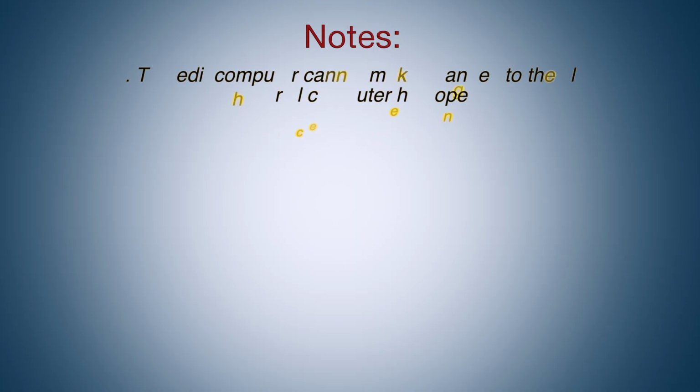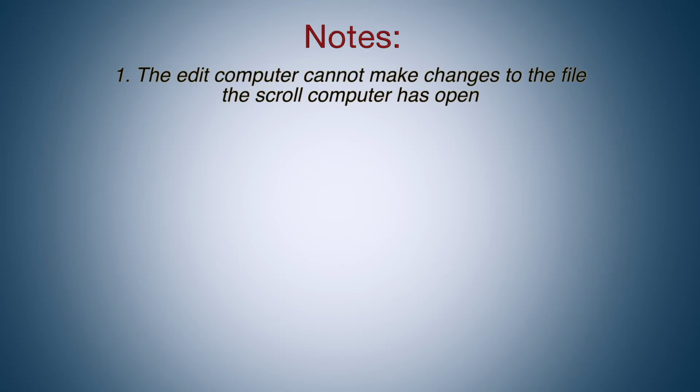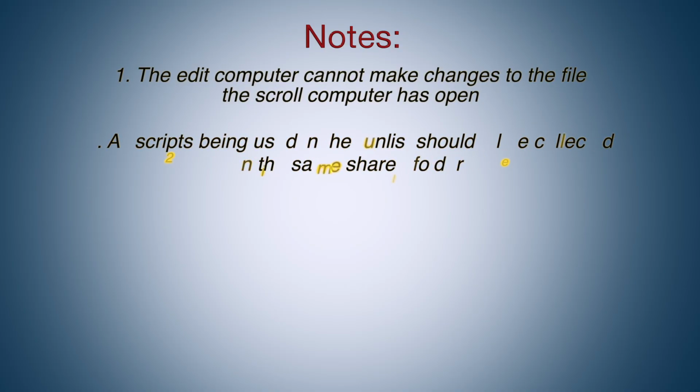So a few parting notes on this whole setup. The first thing to remember is that the edit computer cannot make changes to the file that the scroll computer has open. It can make a change, however, that would mean the scroll computer would not be able to see that change until it closes the file and then reopens the file. Second, all scripts being used in the run list should be collected in the same shared folder. This is for organizational purposes, so any script that you're using in a show is all collected in the same folder.